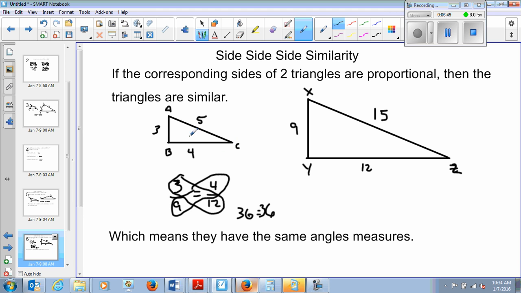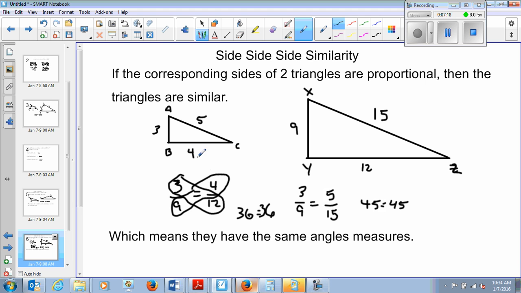So I can say 3 is to 9 again, as now this time instead of 4, I'll do 5 is to 15. Let's see if those also end up being the same. So let's see if they're proportional. Well, I cross multiply. 3 times 15 equals 45. And 9 times 5 also equals 45. So yes, again, those are proportional.